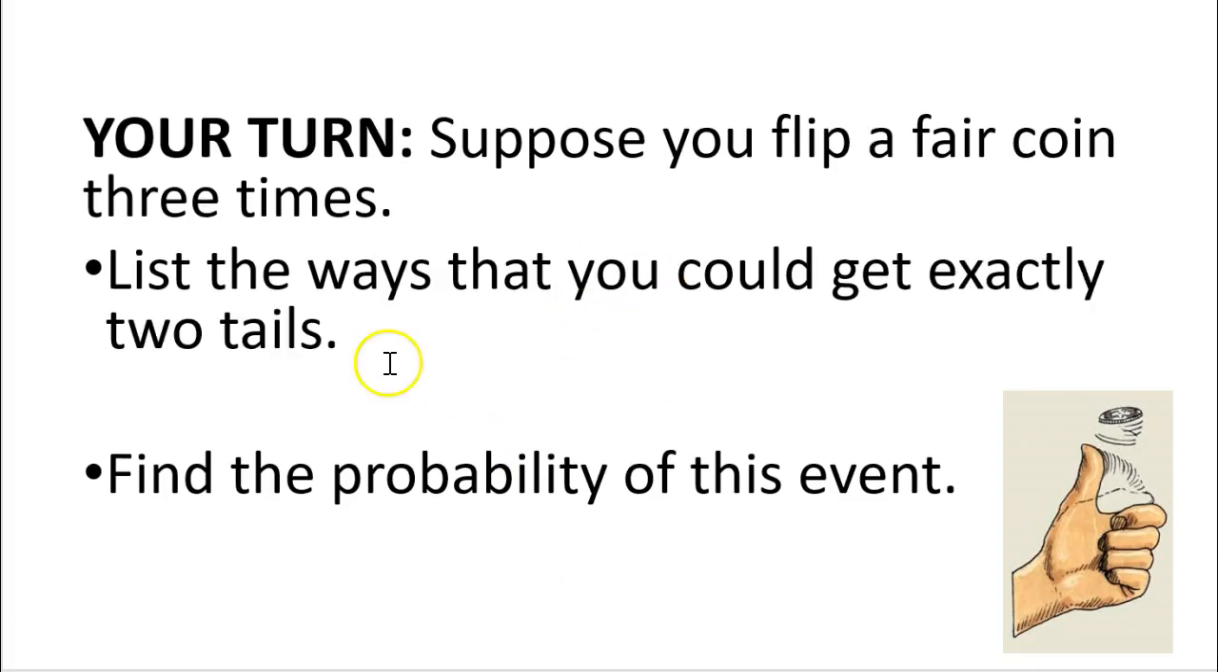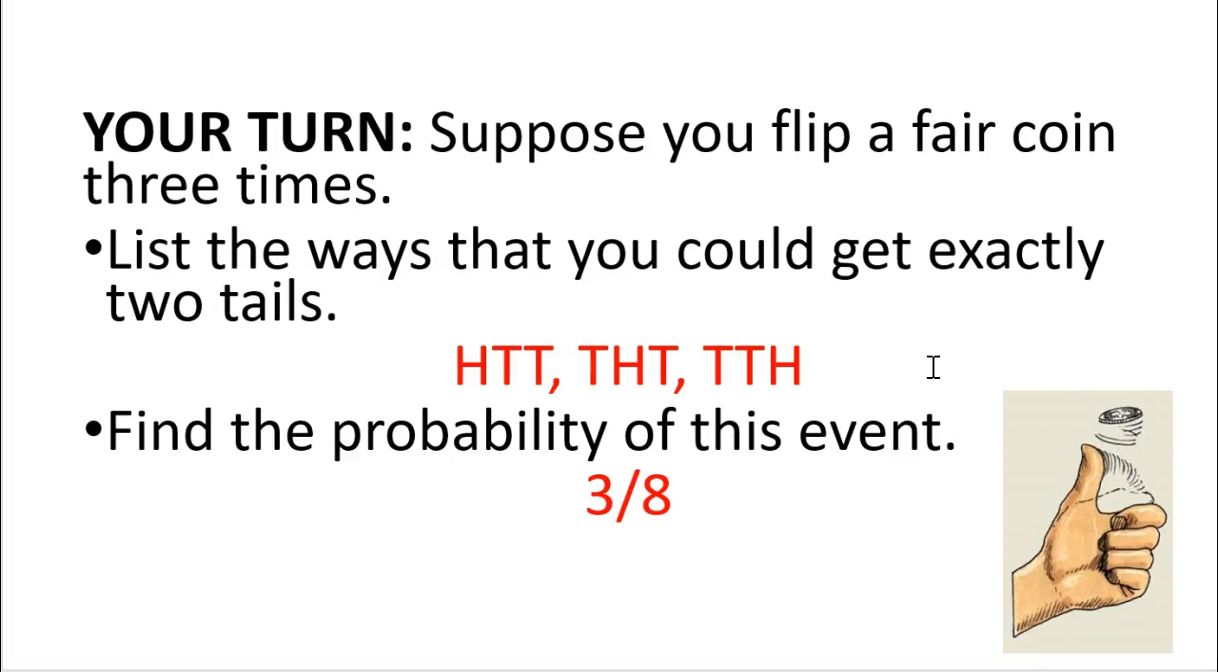There was an error on the slide that I just fixed. Your notes say, list the 2 ways that you could get exactly 2 tails. I've added the word exactly to the slides. So let's look at the answer. List the ways that you could get exactly 2 tails. Well, notice these are the 3 different ways we could get exactly 2 tails. And since there are 8 possible outcomes, the probability of this event is 3 divided by 8.